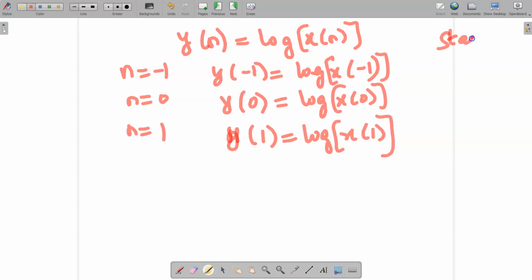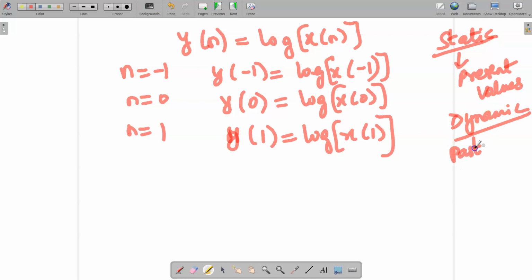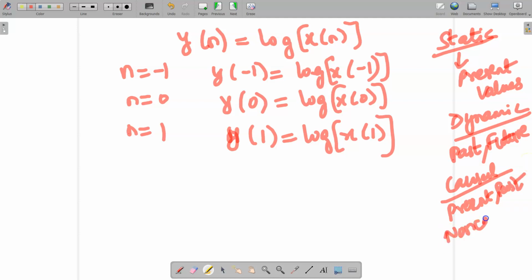Static means the system should depend upon only the present values. Dynamic means the system will depend upon past and future values, past or future values, or past and future. For causal, it depends upon present and past. It can have present, past, or a present and past combination. Non-causal: if any term becomes future, then it is said to be non-causal.